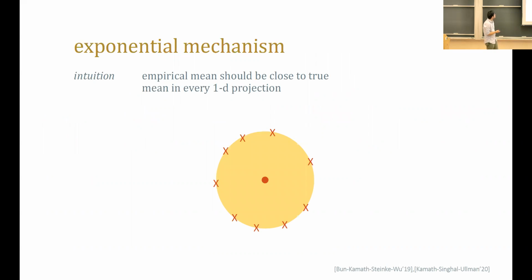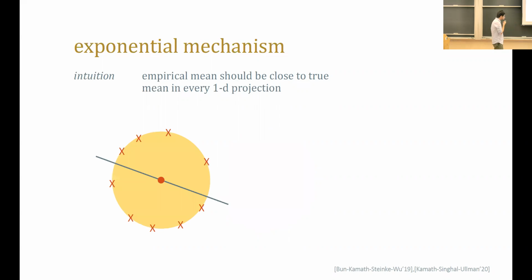The third method is using the exponential mechanism. This algorithm was in KSU 20, Chemistry and Oldman. And the idea is that the empirical mean should be close to the true mean in every one direction. So if the x's are your data points, and that point in the middle is the empirical mean, it should be close to the true mean.